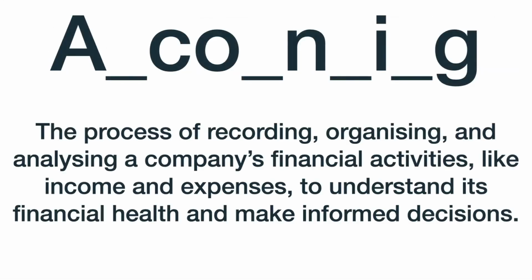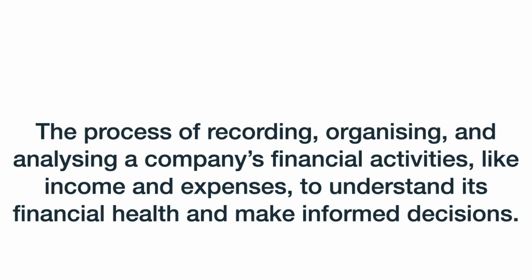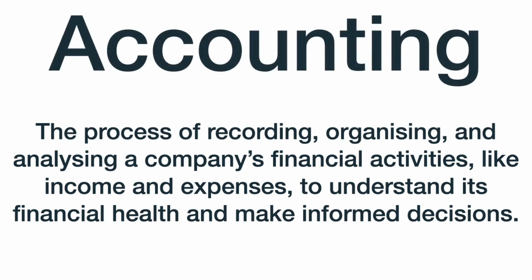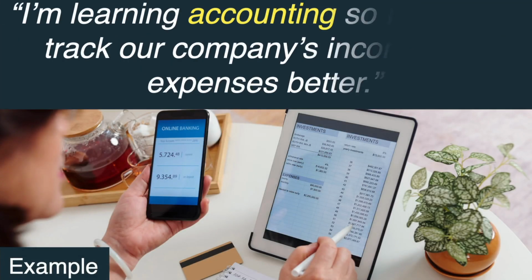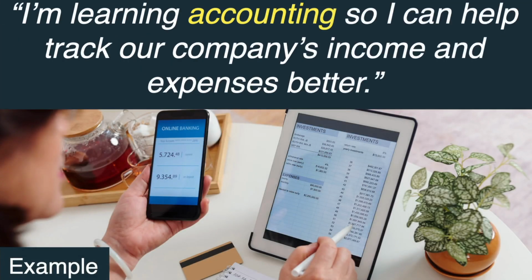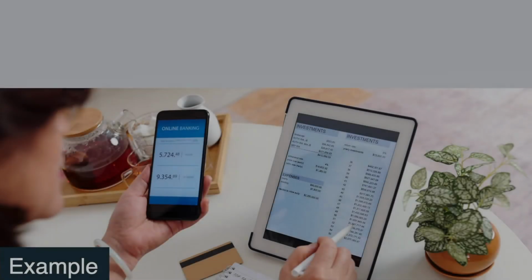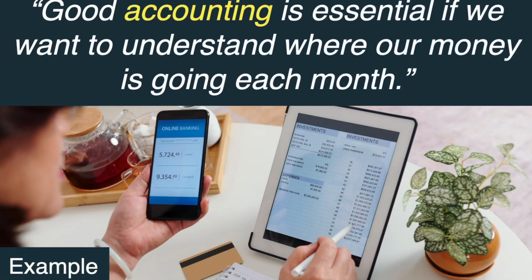Our next word, meaning: the process of recording, organizing, and analyzing a company's financial activities like income and expenses to understand its financial health and make informed decisions. Have you guessed the word? And the answer is accounting. I'm learning accounting so I can help track our company's income and expenses better. Good accounting is essential if we want to understand where our money is going each month.